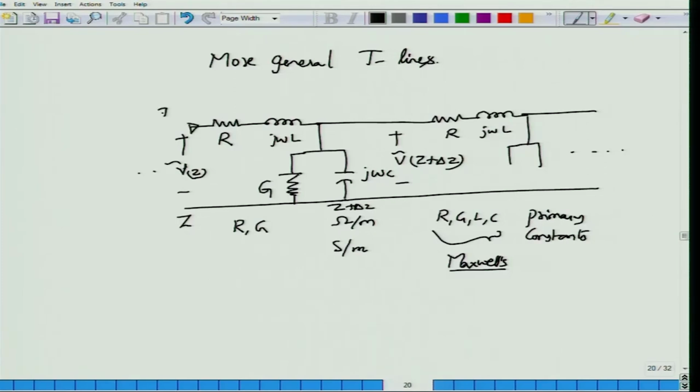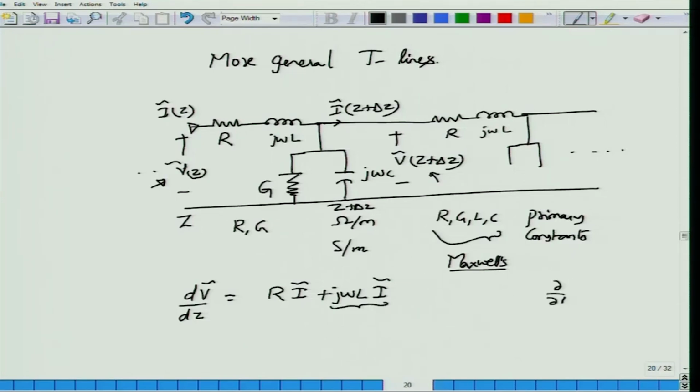There will be some current, which would be the current phasor I of Z, and the current here would be I of Z plus delta Z. I can go through the derivation again, but I am going to leave this as a small exercise to you to show that the way the voltage phasor changes along the transmission line, the voltage difference between V of Z here and V of Z plus delta Z over here will be given by R I phasor plus j omega L into I phasor. This part is familiar to you. This is actually coming from L del by del t of I, whereas this R into I is simply the ohmic drop across this resistance R.